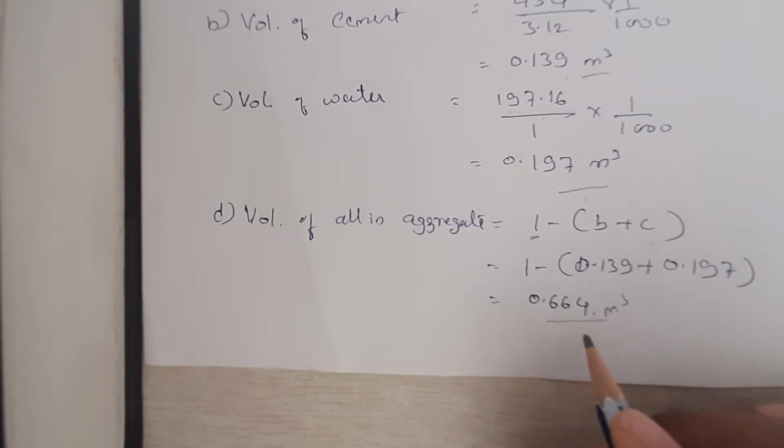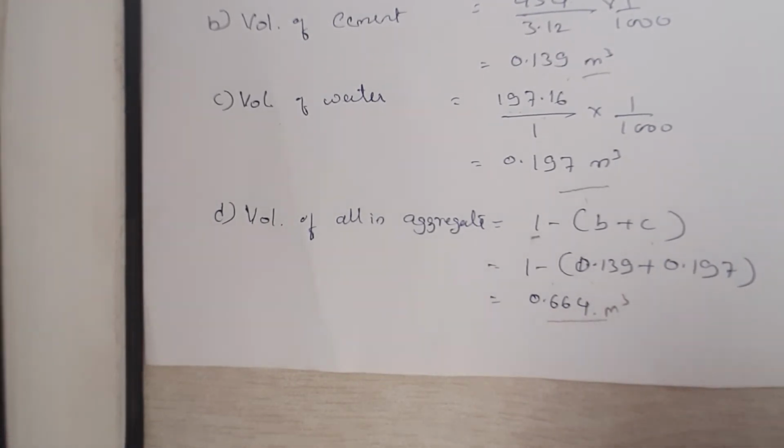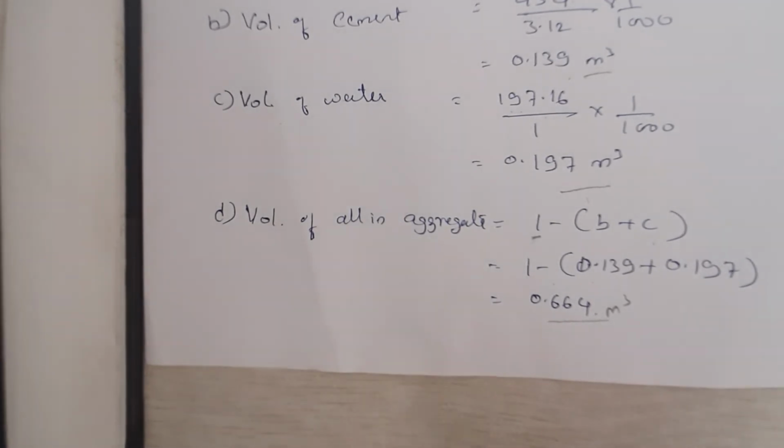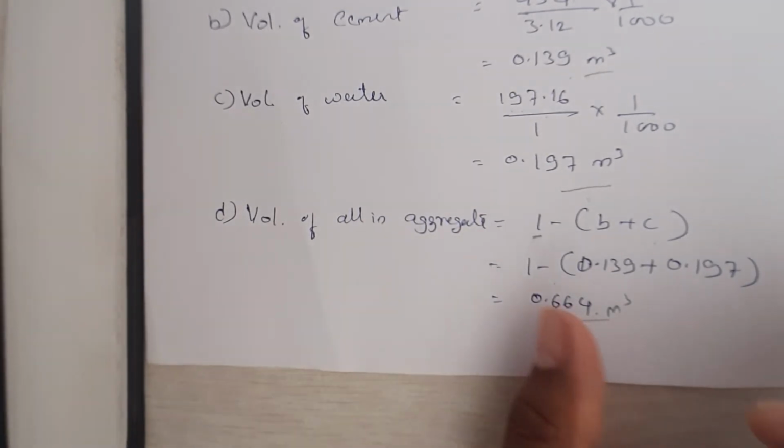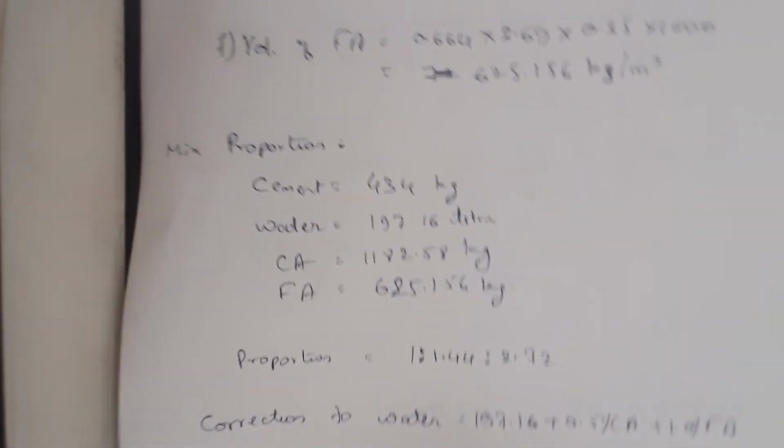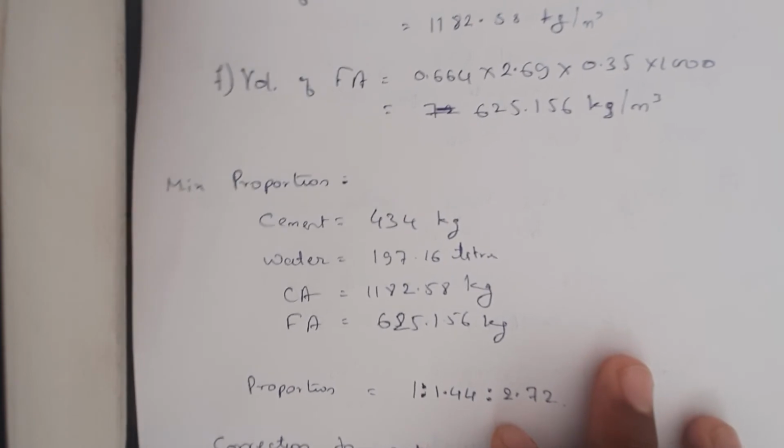So this 0.664 meter cube is the total volume of the aggregate, not fine and not coarse. It is the combination of the aggregate, that is, fine and coarse aggregate. Next, I have to calculate the amount of coarse aggregate and fine aggregate.